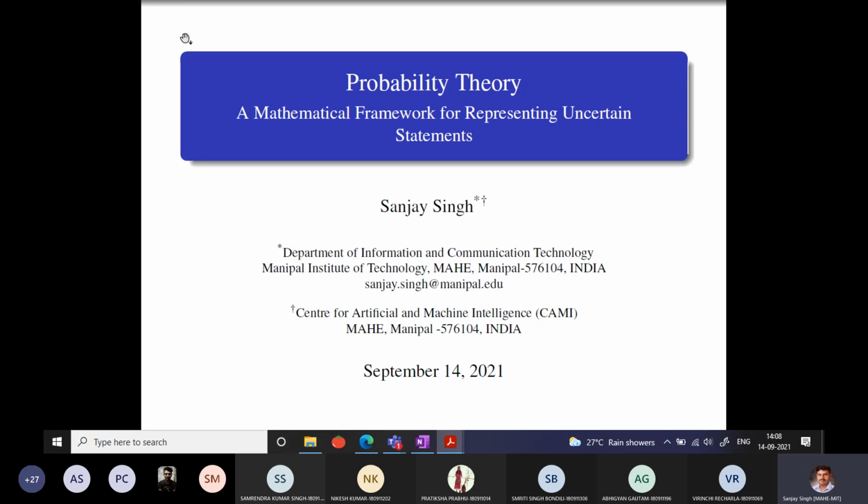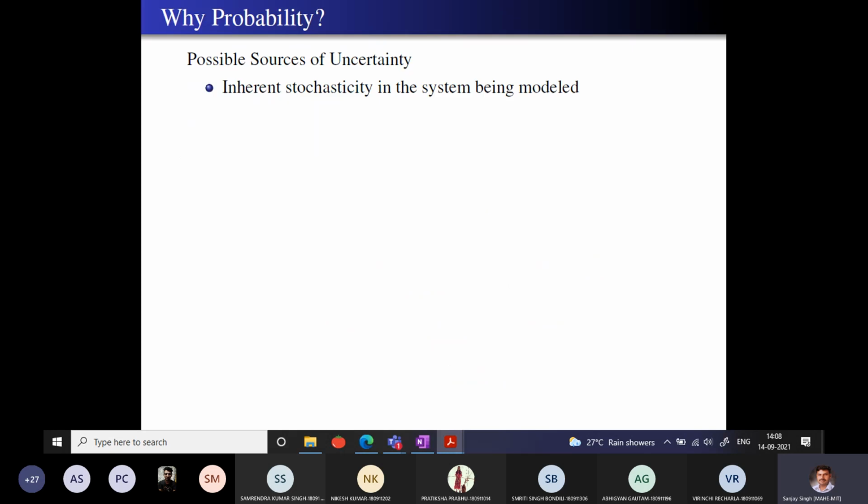Remember, probability theory is basically a mathematical framework for representing uncertain statements. If there is uncertainty and we are not very clear or firm, then we use probability theory concepts to express those ideas. So first of all, why probability? There are many possible sources of uncertainty. Maybe inherent stochasticity in the system being modeled. When I say stochasticity, you cannot determine what particular pattern they follow. It can be in a very random manner.